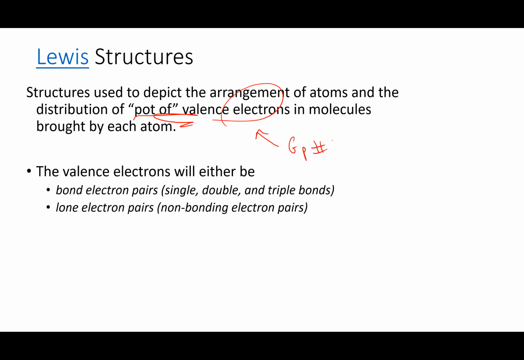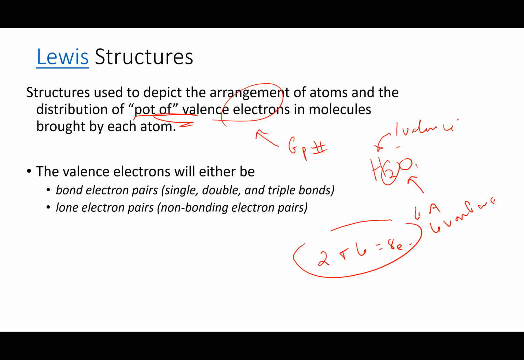For instance, H2O. Hydrogens have one valence electron, because hydrogen only has one electron and it is valence. Oxygen is in the 6A group, and so it has 6 valence electrons. So we take 2 times 1, so for hydrogen you're looking at a total of 2, and we take 1 times 6. So we have 8 valence electrons there. That's the pot of valence electrons.